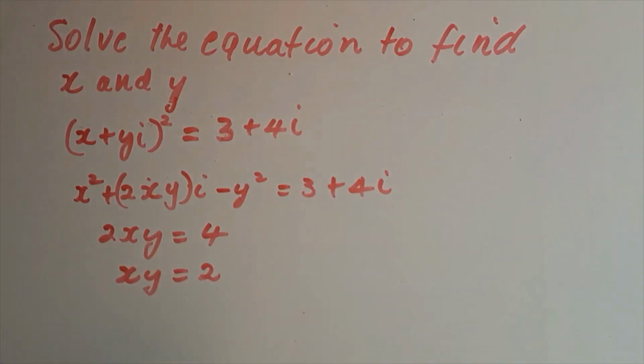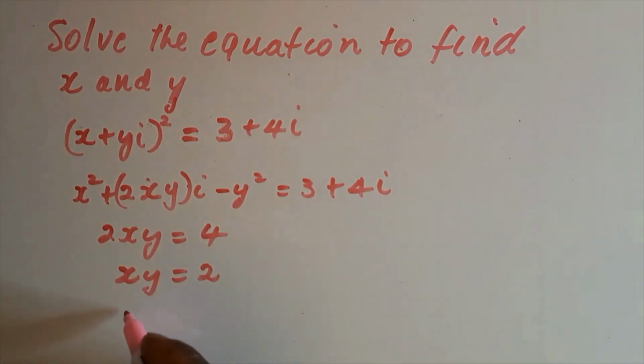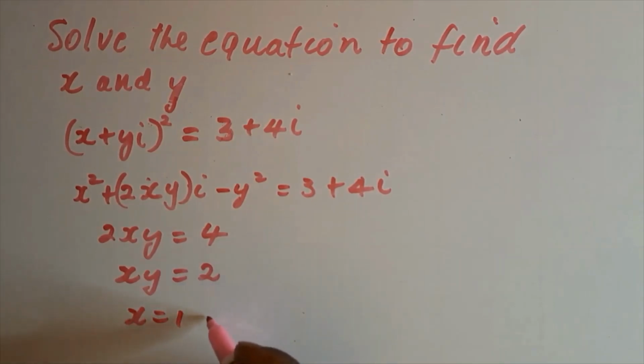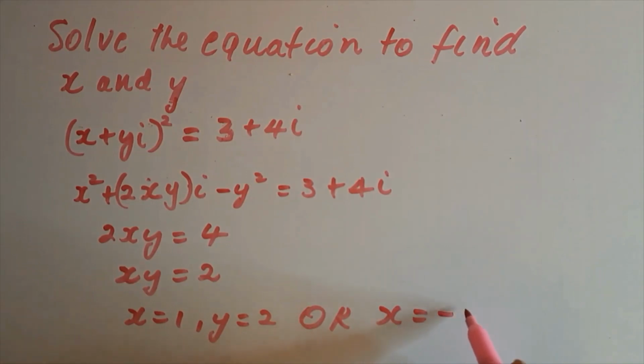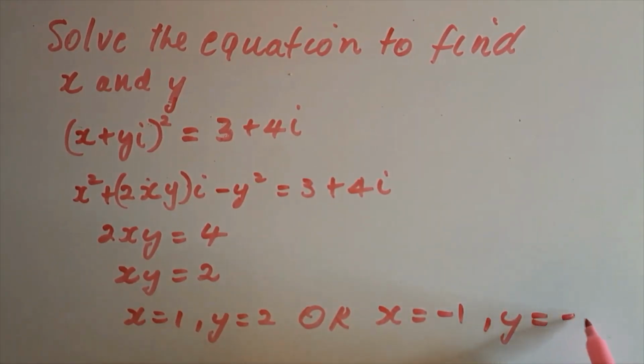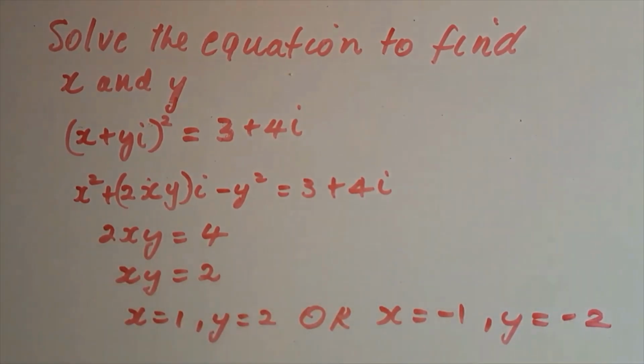And x and y are both real. So real numbers that will give us a product of 2. We have that x is equal to 1, y must be equal to 2, or we can have that x is equal to -1 and y is equal to -2. These are only solutions for real numbers.